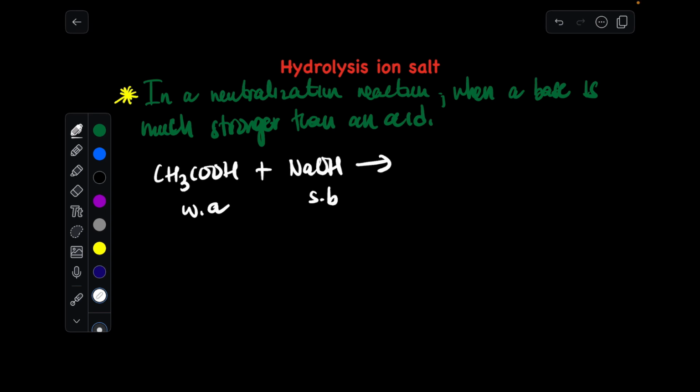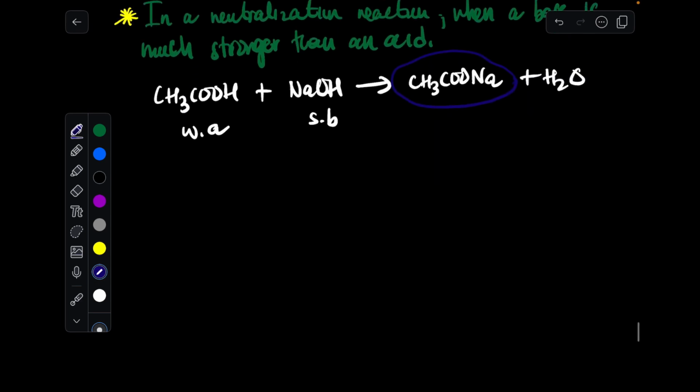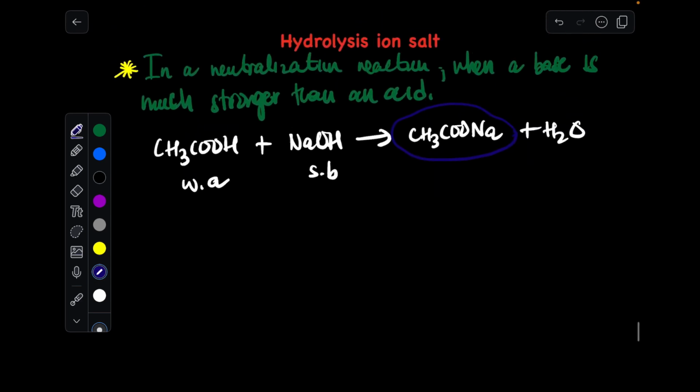The result of this is going to be CH3COONa, and plus water, right? So there's this salt that is produced here. They'll just give you this salt and then ask you, is this salt acidic or basic? And then you need to justify, right?